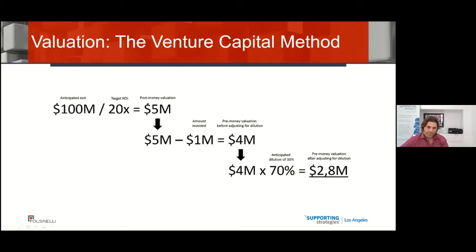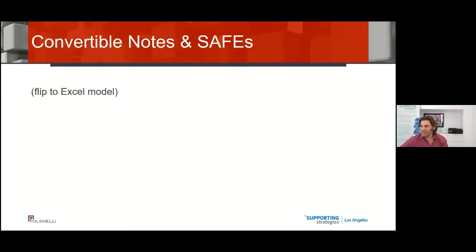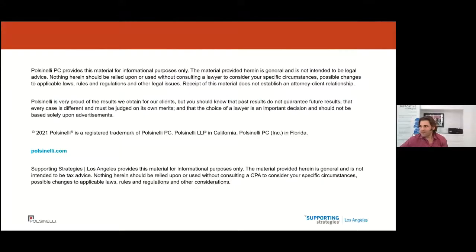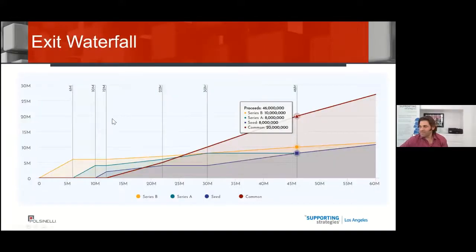What else do we have on here in the chat? What are the dangers of undervaluing or overvaluing your pre-money valuation? Well, you won't get funded if you overvalue. That's right. If you overvalue it, investors aren't going to want to put money into the business.